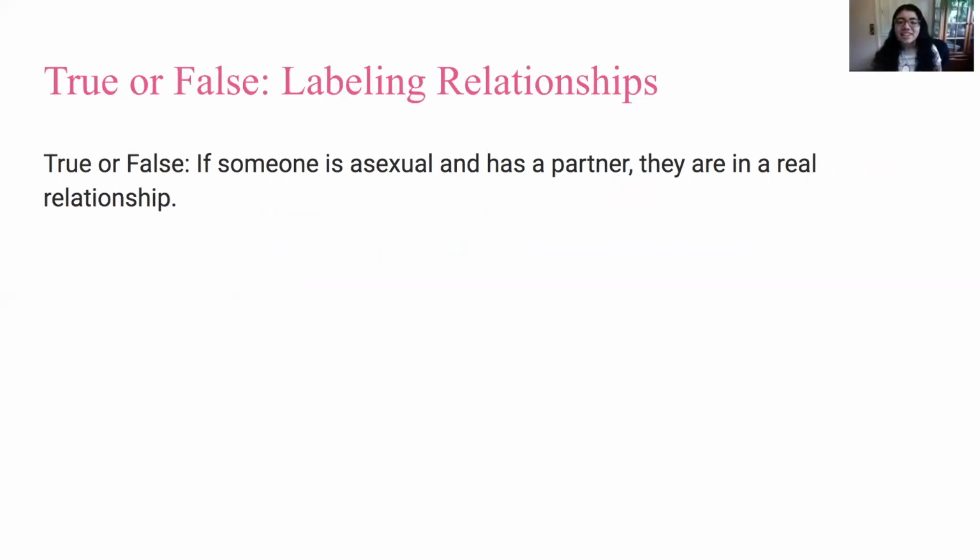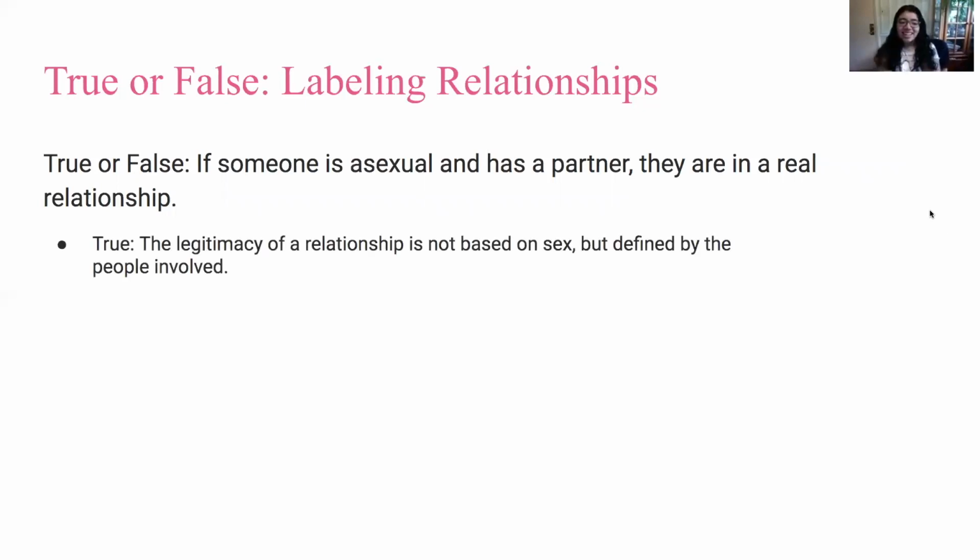Okay, next, true or false? If someone is asexual and has a partner, they are in a real relationship. Cool, insert Jeopardy music here. Let's see. It is true. The legitimacy of a relationship is not based on sex, but defined by the people involved.